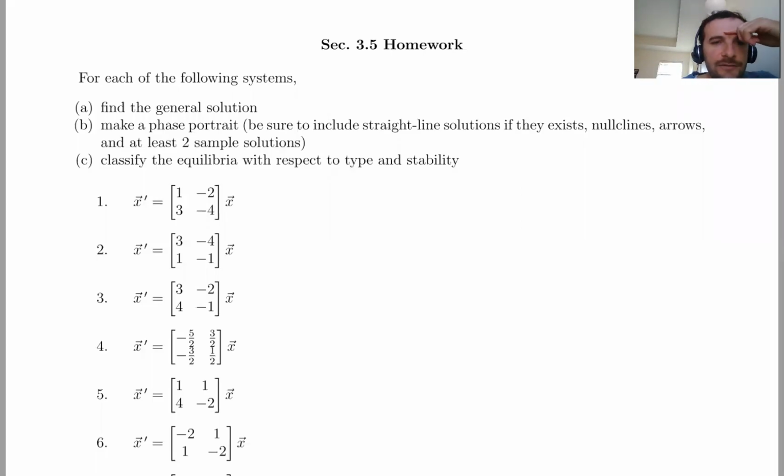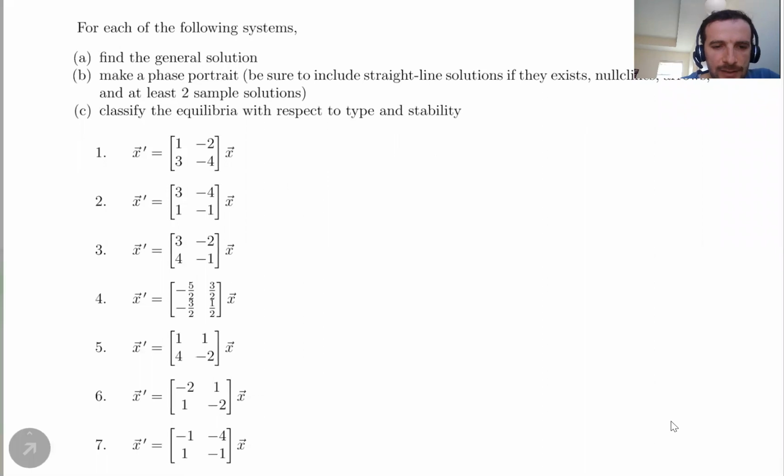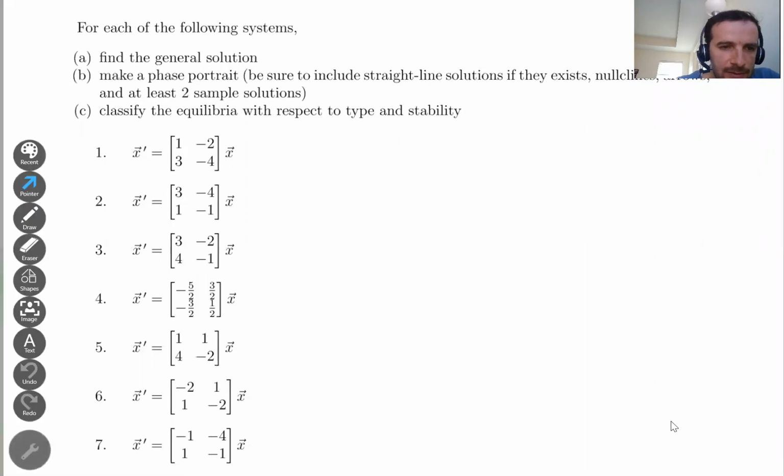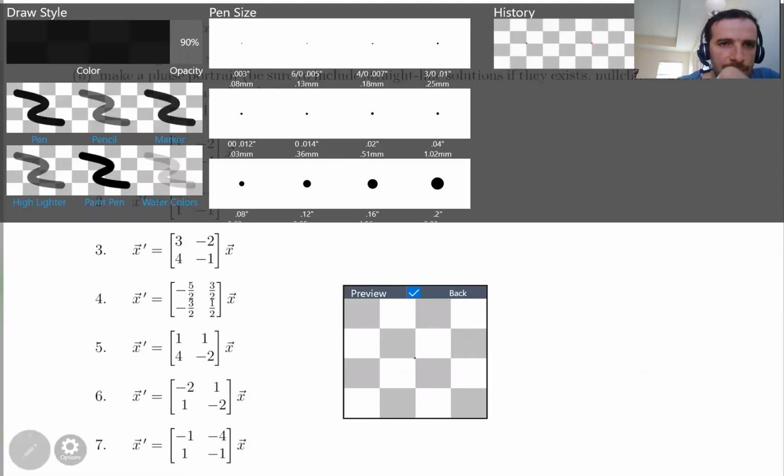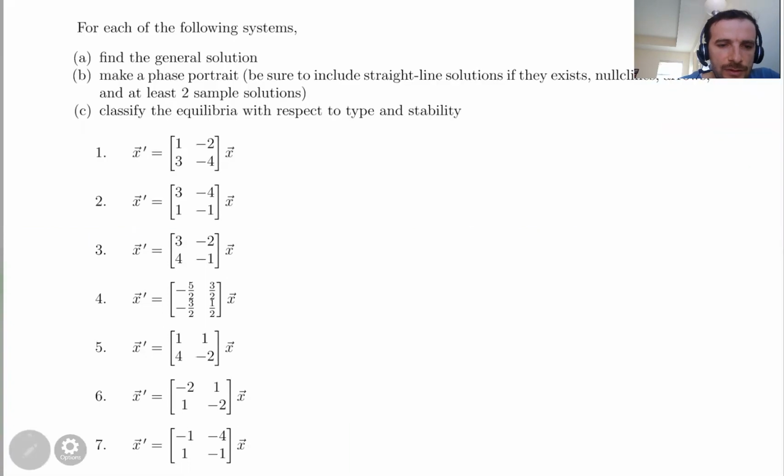Hello. In this video, I will solve an example on how to solve a two-dimensional ODE system. It is an example from section 3.5. As you see, there are different examples here, but I'm gonna work on example 6. I hope you like it.